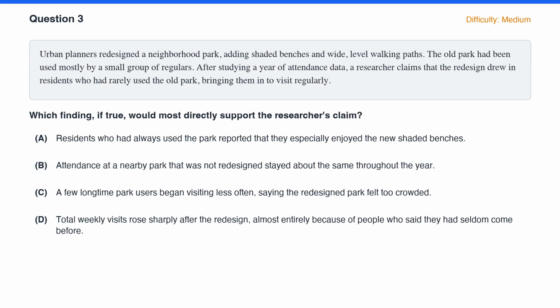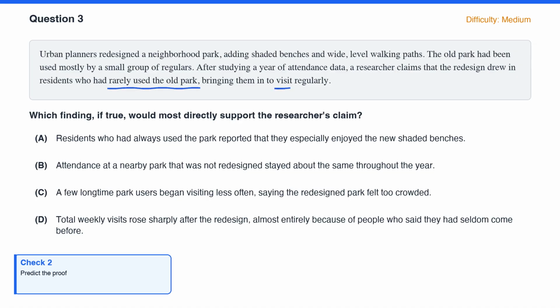Question 3. Check 2 leads here. Pin the claim, then predict. The researcher claims the redesign got residents who had rarely used the old park to start visiting regularly. The key isn't total visits. It's a specific group, the people who hardly ever came before. Predict the proof. A fact showing those rare visitors are now showing up regularly.